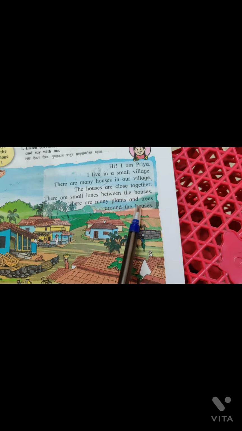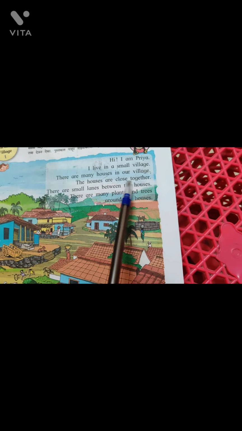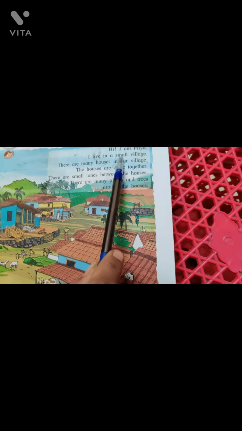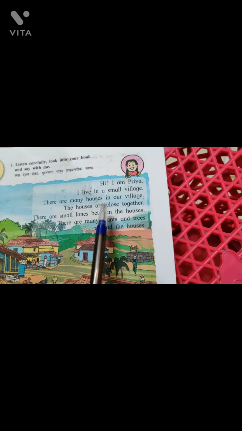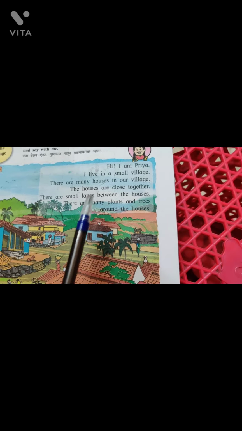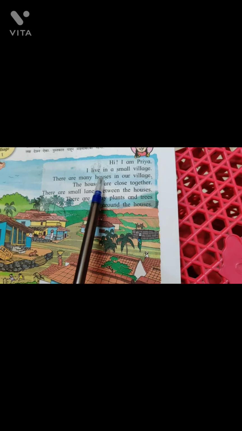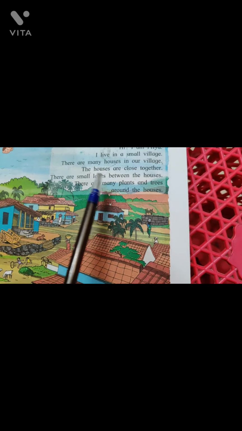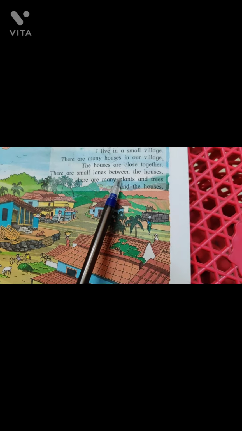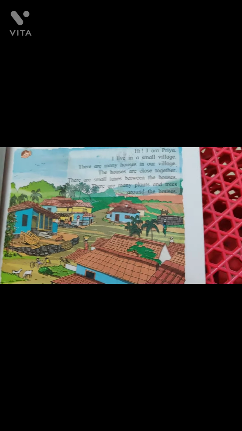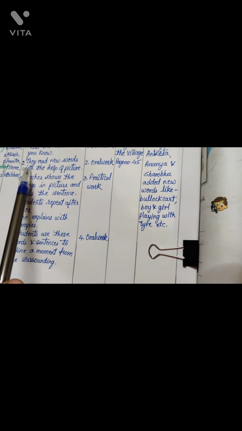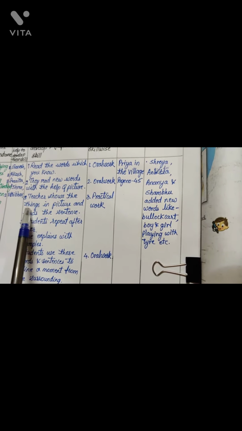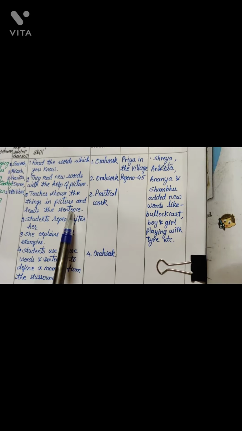Here in this paragraph, they can read the familiar words such as small, Priya. These words they can read. But what about the new words? Houses, village, lanes. These types of new words they can't read, or they can't understand the meaning. For this purpose, I have taken this activity. The teacher shows the things in the picture and reads the sentence.